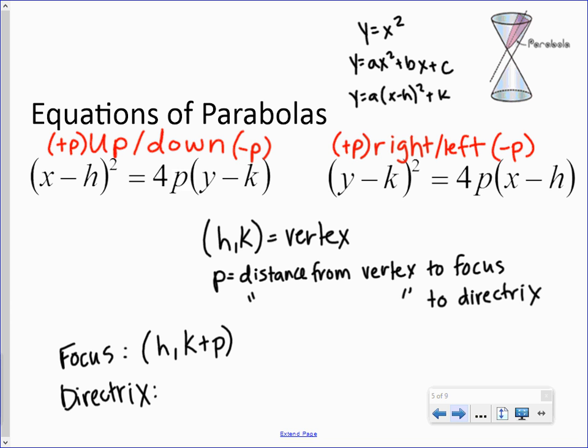If the parabola opens up or down, then the directrix must be horizontal. Okay, so I'm going to put that down here. And if it's horizontal, it's always of the equation y equals, and we'd be focused on our k value. We'd go in the opposite direction, so it's going to be k minus p.